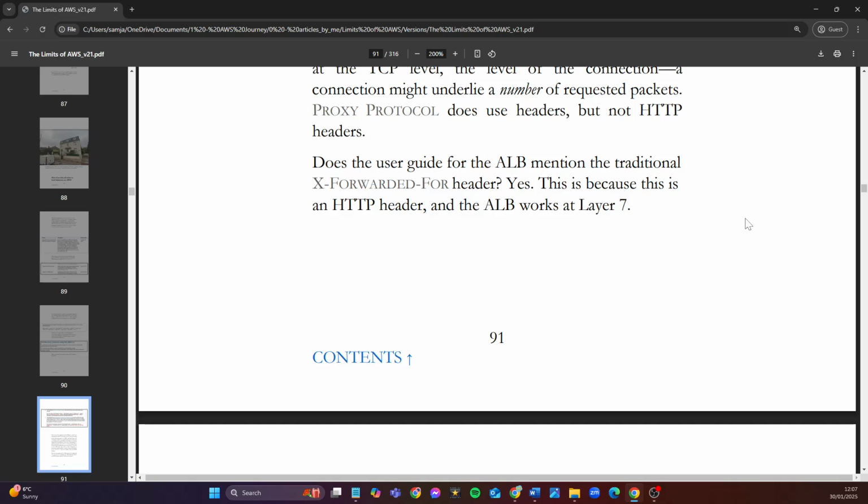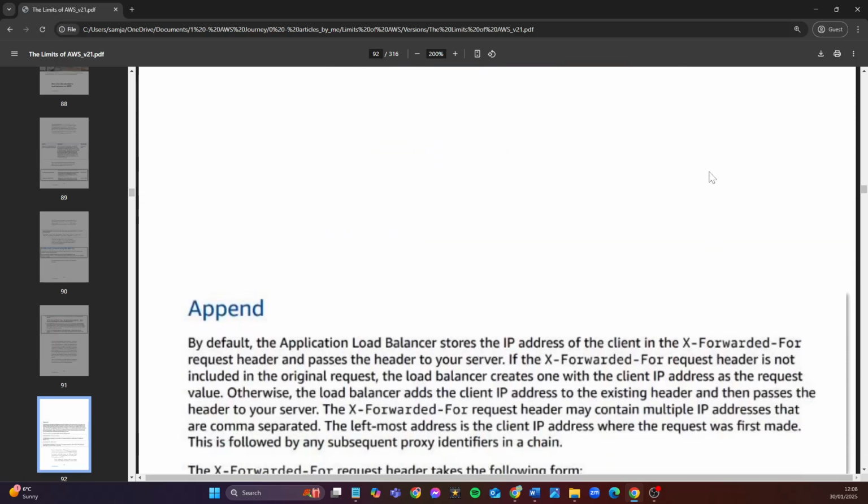Does the user guide for the ALB mention the traditional X-Forwarded-For header, which goes back to the Harvest project and UC Boulder? Yeah, this is because this is an HTTP header, X-Forwarded-For. At Boulder, they did this thing, UC Boulder, they came up with something using HTTP headers. Well, the ALB works at layer 7, so yeah, they do talk about X-Forwarded-For.